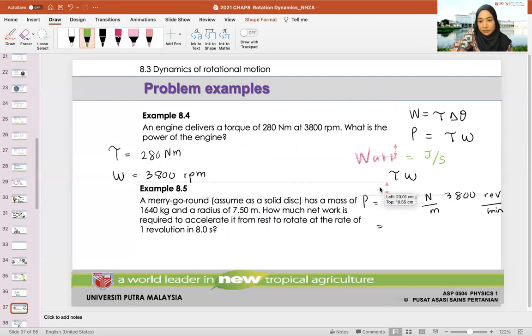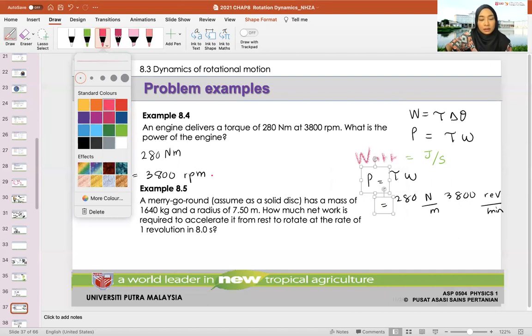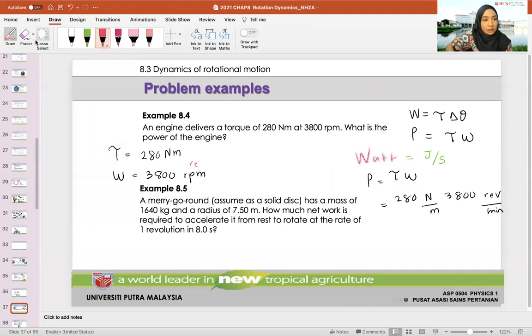And P is here. So let's change our RPM first, using a different color, pink. So this is revolutions per minute. If I want to get rid of revolution, it would be 2 pi radians over 1 revolution. Now I can cancel out revolution. And then I want to get rid of minutes: 1 minute is equal to 60 seconds. So 3,800 times 2 pi divided by 60.